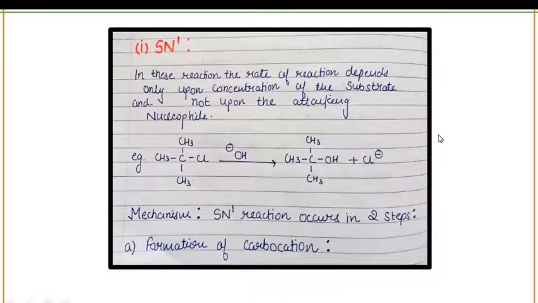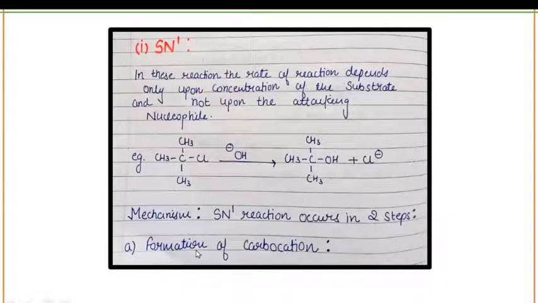Means in SN1 kind of reaction, the reaction depends upon the concentration of the reactant and not upon the attacking nucleophile. Okay, as you can see here, this is your attacking nucleophile. The rate depends upon the concentration of substrate. When you talk about the mechanism for this SN1 kind of reaction, SN1 reactions occur in two steps. Number one step is formation of carbocation. Okay, this you have to remember.